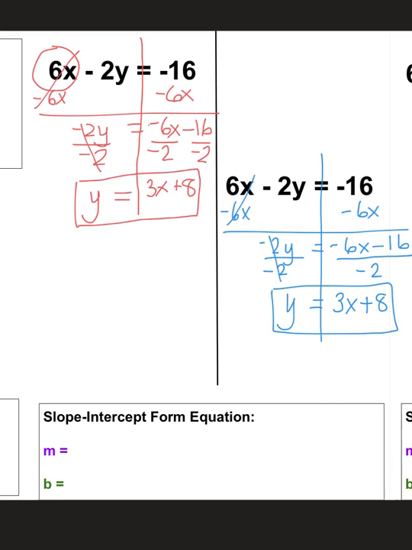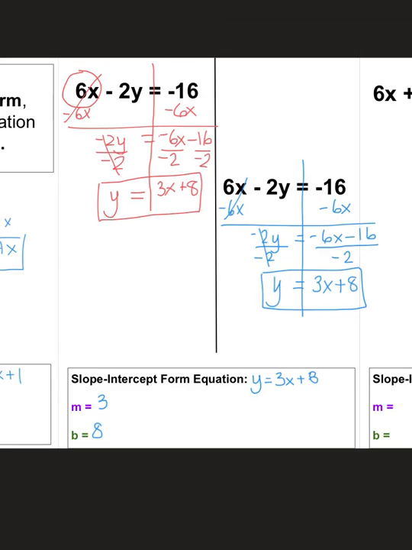So now below my slope-intercept form equation is y equals 3x plus 8. Now I can break it up into my slope and my y-intercept. My slope is the 3 with the x, and the y-intercept is the 8.